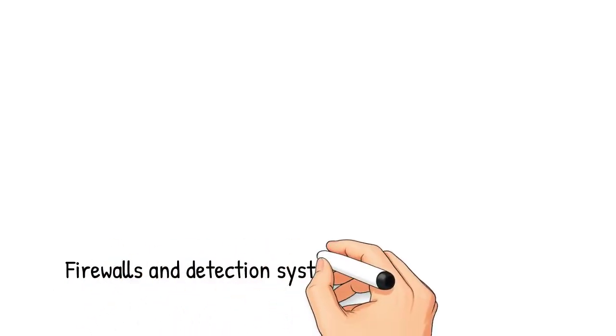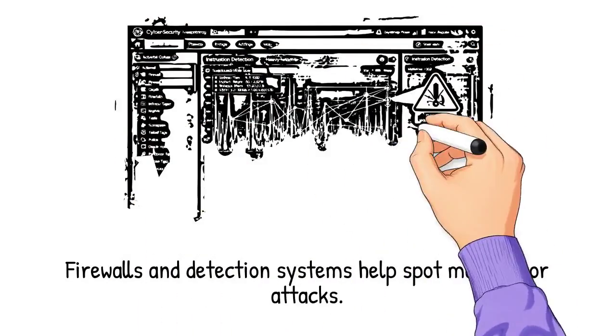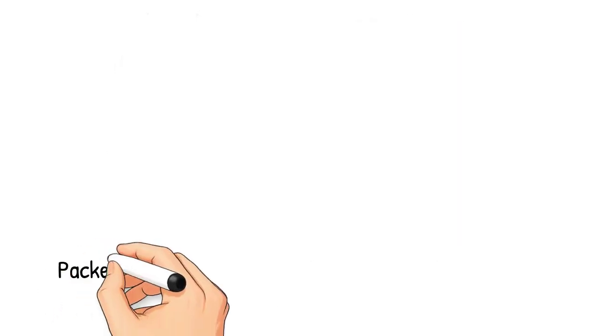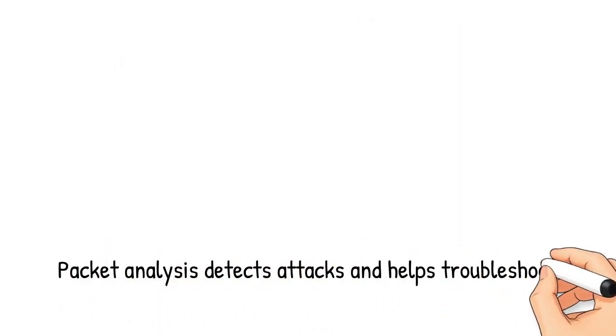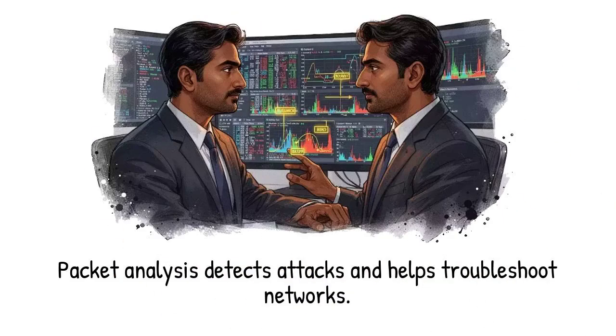Firewalls and intrusion detection systems monitor packet traffic for suspicious patterns. For example, if a device suddenly sends thousands of packets to random IP addresses, it may indicate a malware infection. Packet analysis tools help administrators identify anomalies, detect attacks, and troubleshoot network issues.